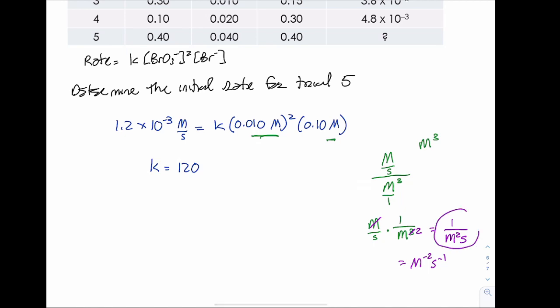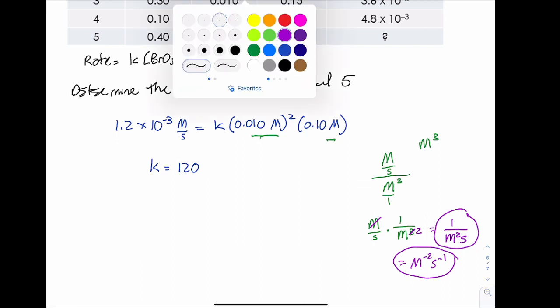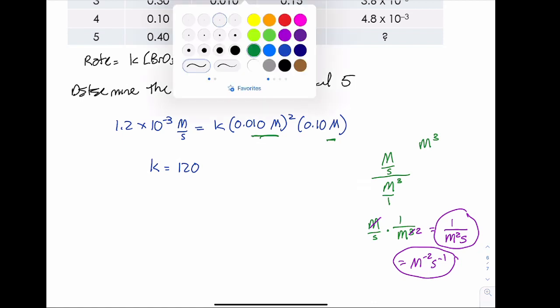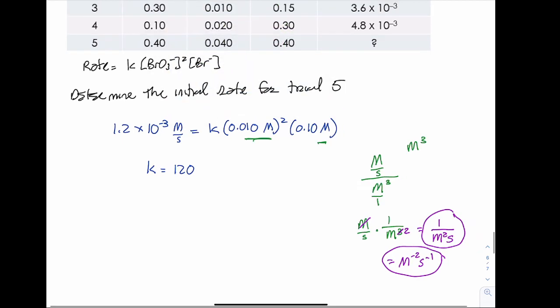You could leave it like this if you wanted, or you could write it like this. Either one's correct. With the negative exponents, though, is probably a little more common. Do be careful on units on these. It's almost a separate little algebra problem itself. So back to my answer, 120 molar to the -2 seconds to the -1. So that's my rate constant.